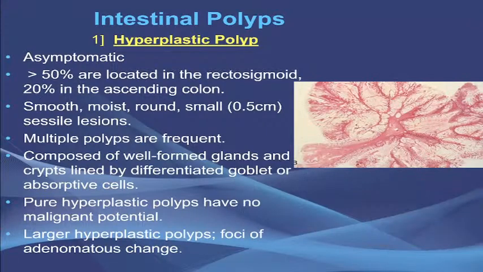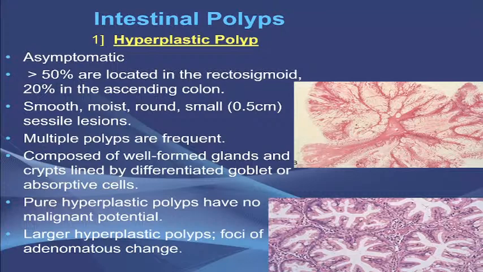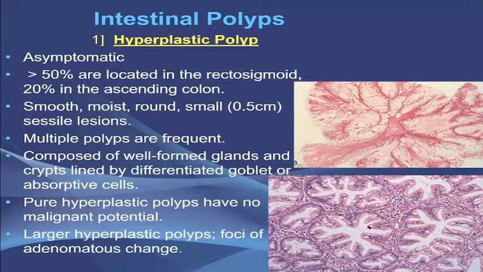So this is one hyperplastic polyp. It has a stalk rather than being sessile, okay? And it has these fibrovascular cores, and it has very well differentiated goblet cells. This is another one, just at higher power to show goblet cells as well as absorptive cells. You can see how uniform they are.